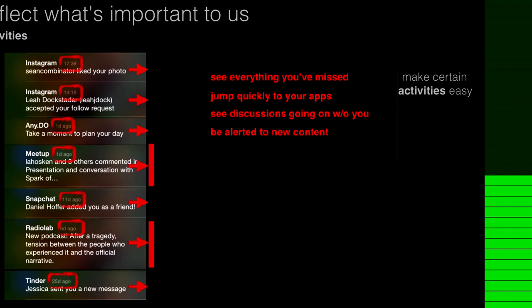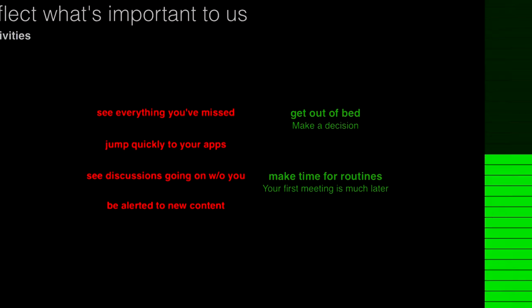Lock screens make certain activities easy. They make it easy to see everything you've missed. They make it easy to jump quickly to your apps. They make it easy to see discussions that have been going on without you, and they make it easy to be alerted to new content. But these aren't necessarily the things that are important to us in the mornings. If you want to do yoga, then an activity that's important to you is getting out of bed and knowing that you have time for yoga or thinking deeply about your day or whatever you need to do.